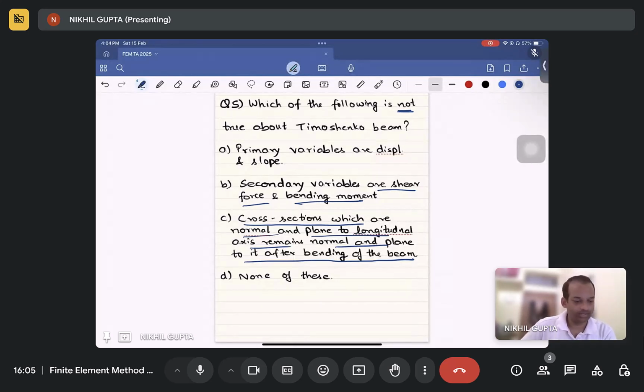Yeah, plane sections remain plane. Correct. Oh, this is not correct. This assumption is not valid for Timoshenko beam. So why did I put this problem here? You see that these two options, A and B, are valid for Euler-Bernoulli beam also and Timoshenko beam as well. So you see that primary and secondary variables are not changing according to the beam, but the major assumption has been changed.